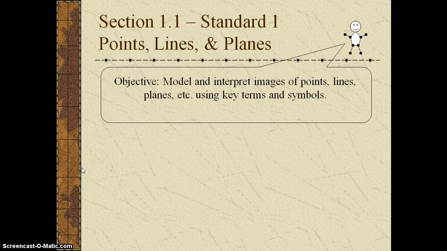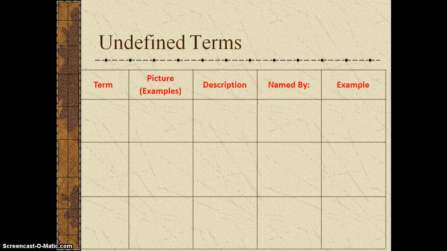This will be over section 1.1, which is in standard 1, and it's going to be about points, lines, and planes. Our objective will be to model and interpret images of points, lines, and planes using key terms and symbols. So first we're going to talk about what a point, a line, and a plane are. These are actually called undefined terms because they don't have a definition. We can only describe what they are in geometry.